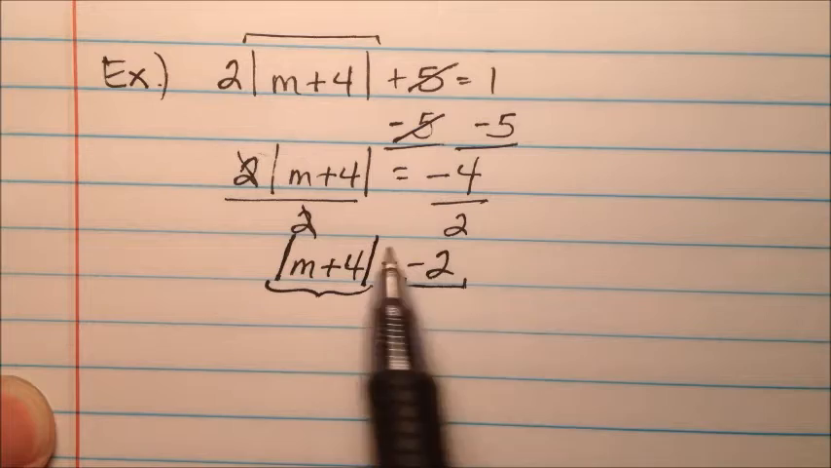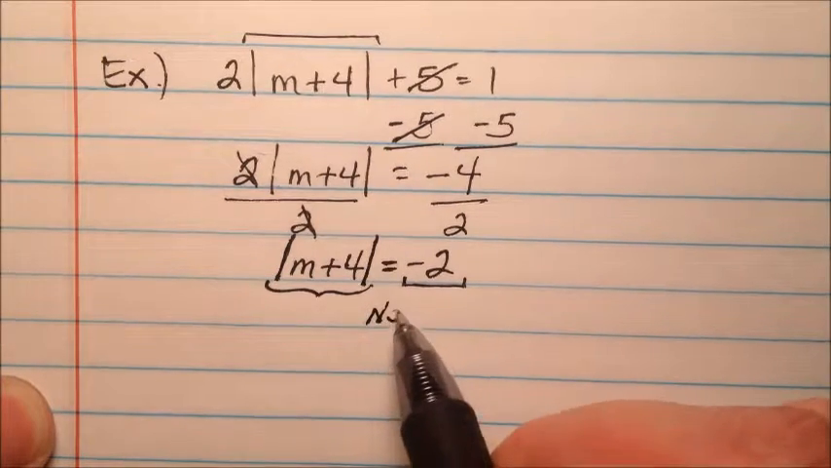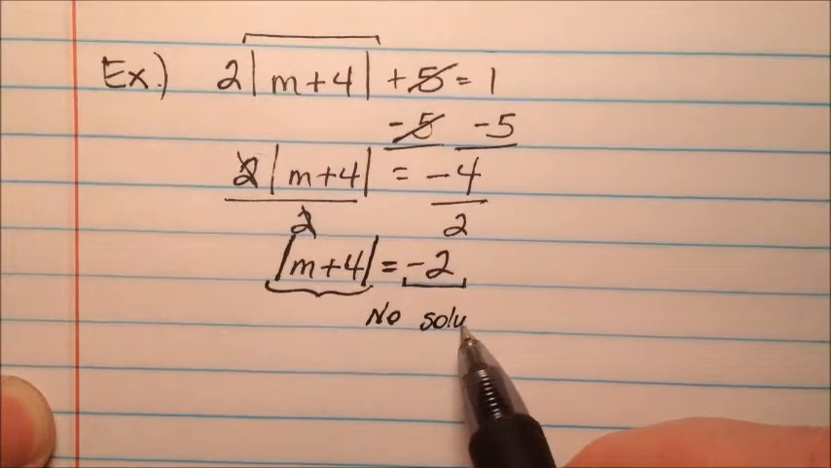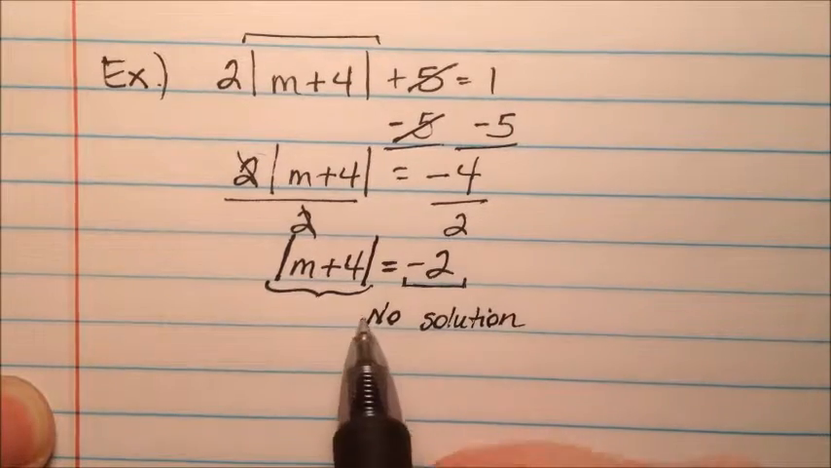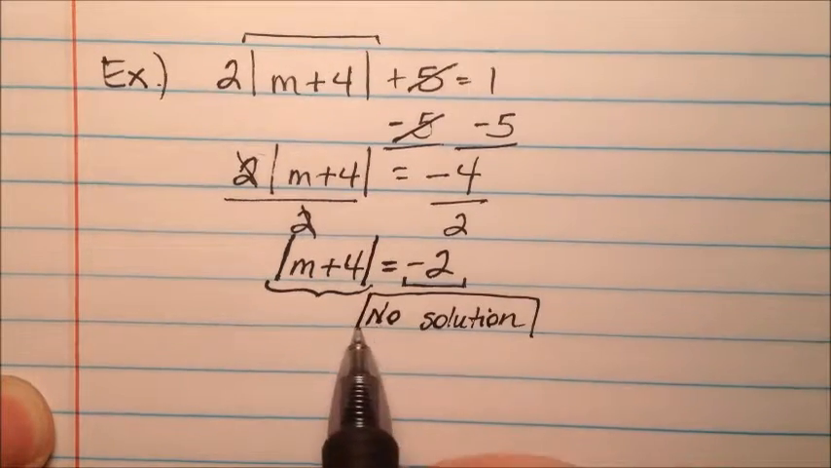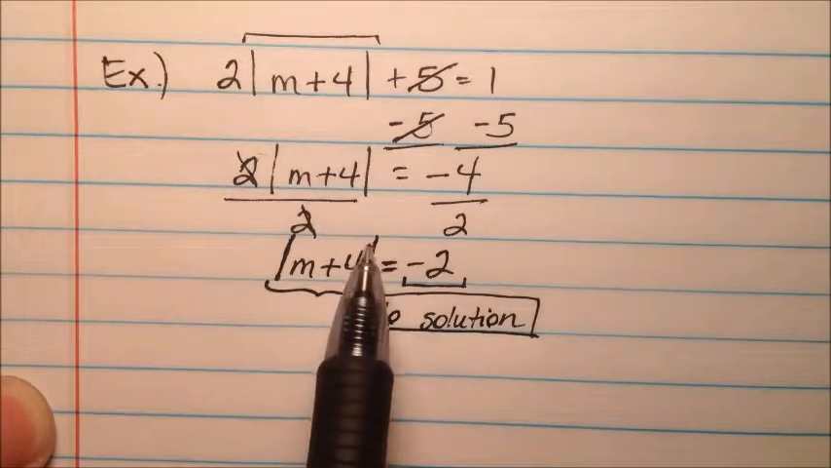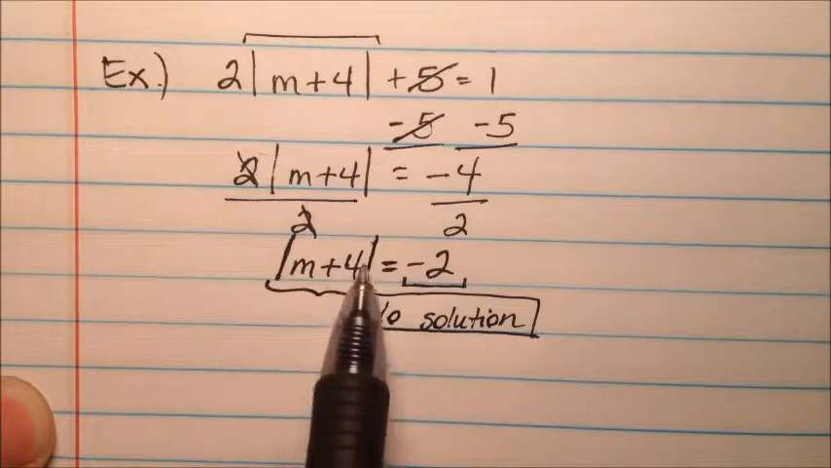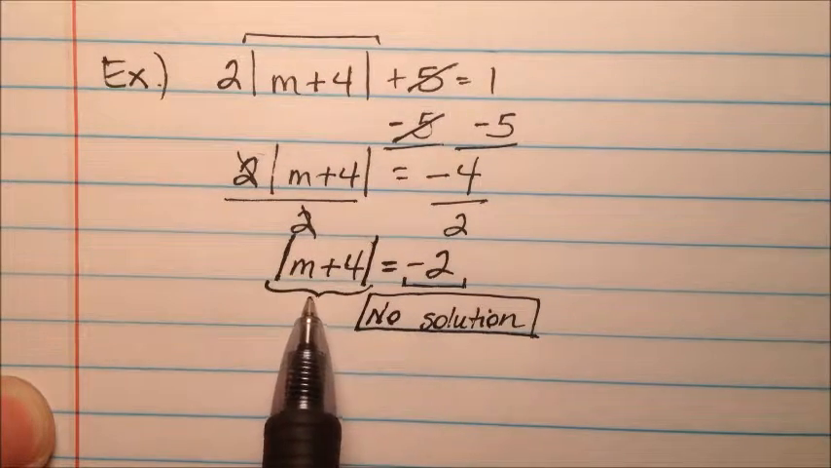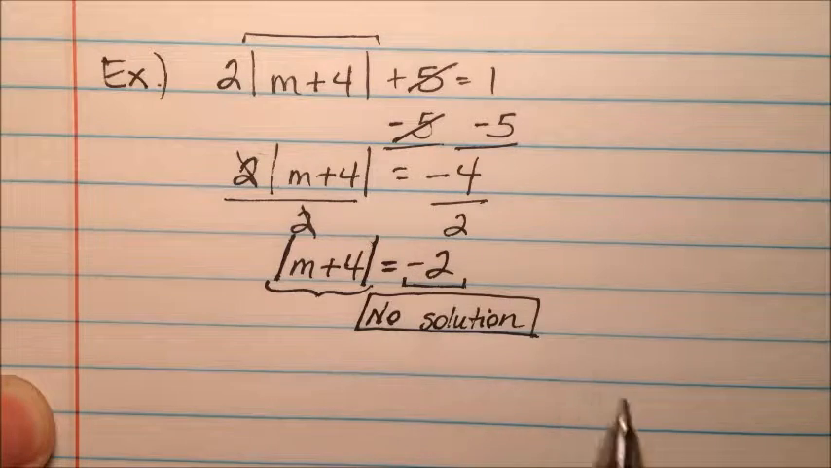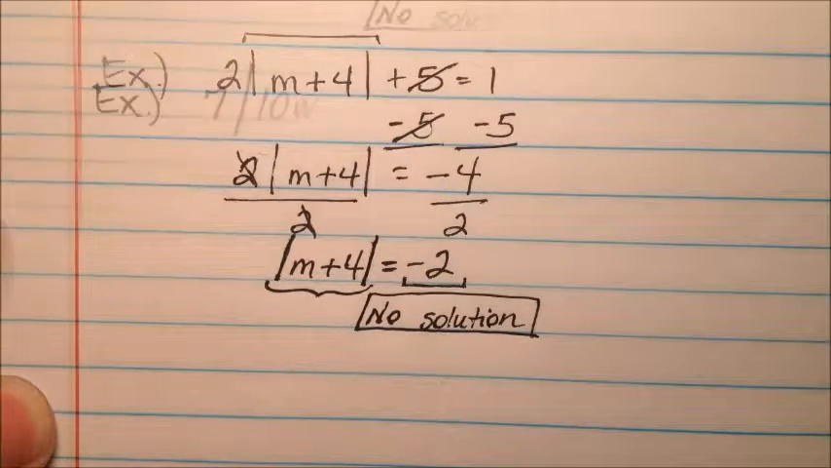So what does this mean for this problem? Well, the answer is going to be no solution, because there is not a value we can put in for m that will ever make this equation work, because recall the absolute value of my expression will always be non-negative, but this is negative, so no dice on that one. So the answer is no solution.